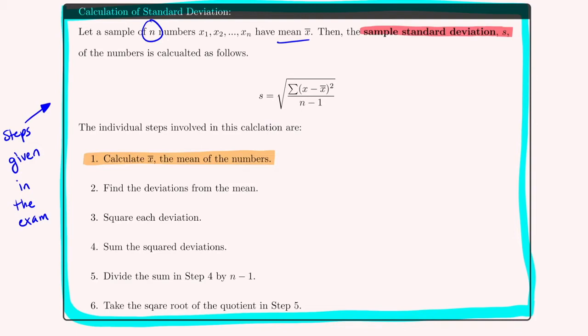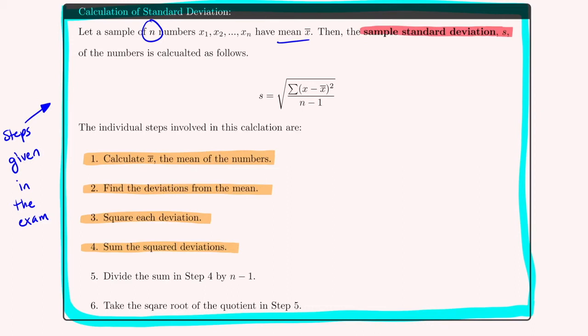Then step 2, you find the deviations from the mean. This is what we did in our table right above this example. We said how far is each number away from the mean, and we recorded that in the table. That's step 2. Then, once you found each of those deviations for each of the data items, you square the deviations. Then, you add together all the things that you just found, which we did before.